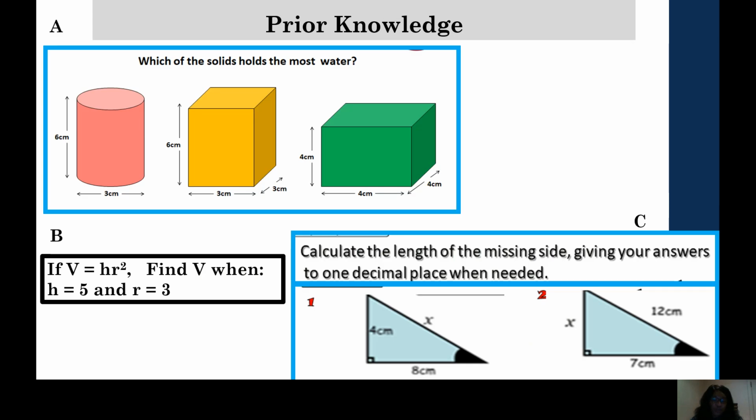Okay, so to test your knowledge and for us to remember all these particular 3 skills, I would like you to do these questions, and I'm going to give you 5 minutes for you to do them.